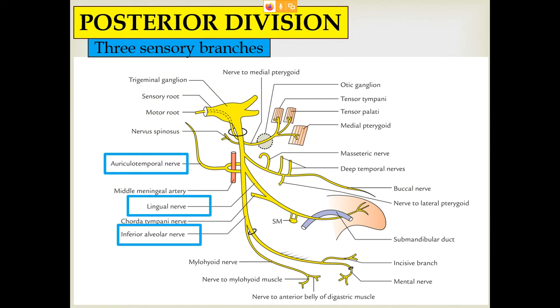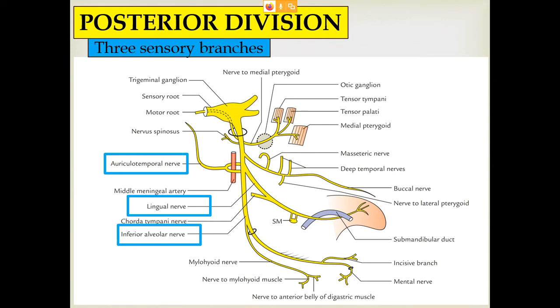And the last one is the lingual nerve. The lingual nerve lies in front of the inferior alveolar nerve between the lateral pterygoid and the tensor veli palatini muscle, and receives the chorda tympani nerve from behind at an acute angle. The nerve emerges from the lower border of the lateral pterygoid muscle. Remember, these are the three sensory branches: lingual, auriculotemporal, and inferior alveolar nerve.